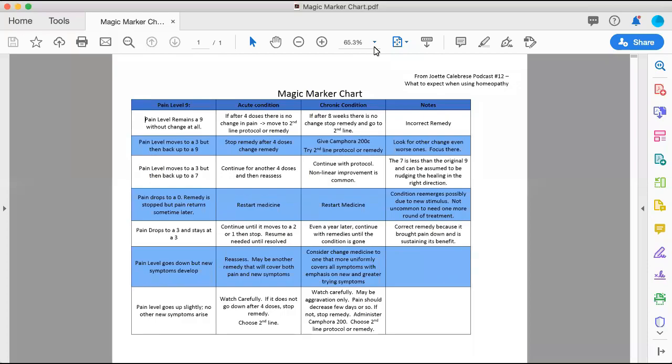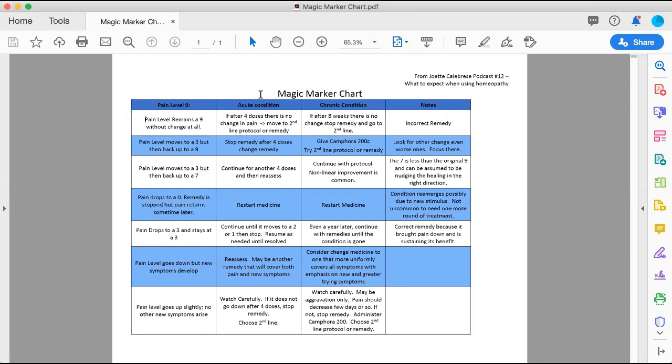Hello, I want to get on here today and show you how to use this magic marker chart. This magic marker chart was taken from JoetteCalabrese.com, her podcast number 12 titled What to Expect When Using Homeopathy. I'm going to explain how to use the magic marker chart.